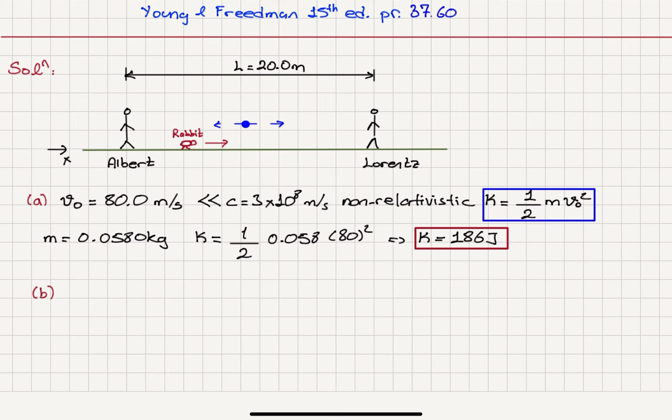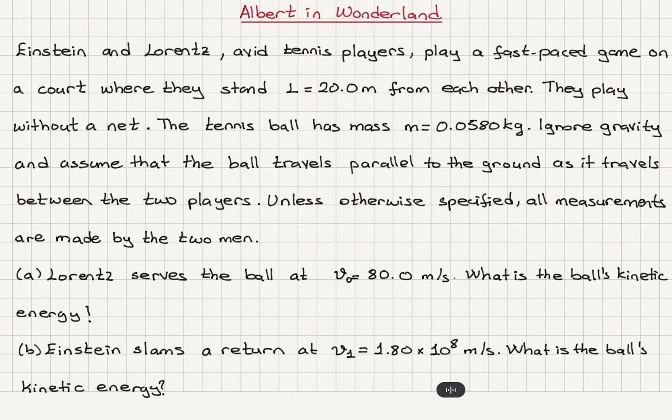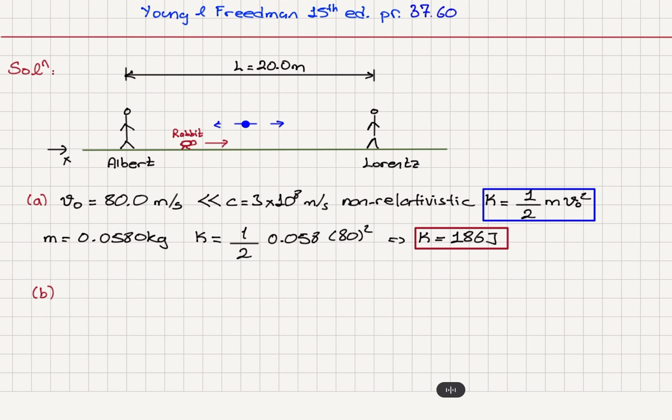Okay, let's move on to part B of the problem. Einstein slams a return at V1 equals 1.8 times 10 to 8 meters per second. What is the ball's kinetic energy? Well, this time the speed of the ball is comparable to the speed of light in vacuum. So 1.80 times 10 to 8 meters per second is less than but comparable to the speed of light. Therefore, this is a relativistic situation.